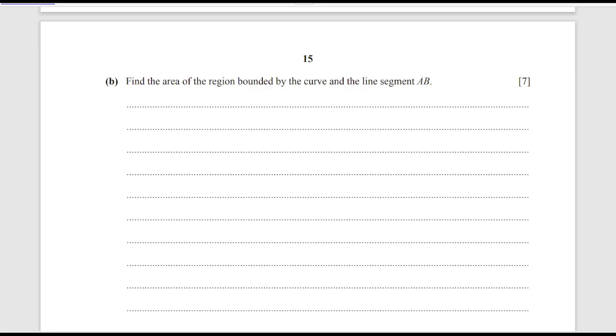So it's a 7-mark question. First we have to find the limits for the integration. Since both points A and B are on the x-axis, for the x coordinates of these points, put y equals 0 in the given curve. So we have 2x raised to the power minus 2 over 3 minus 3x raised to the power minus 1 over 3 plus 1 equals 0.